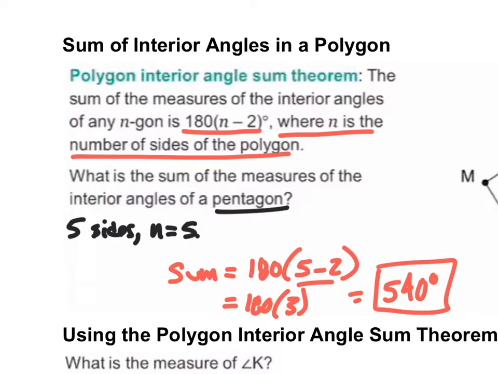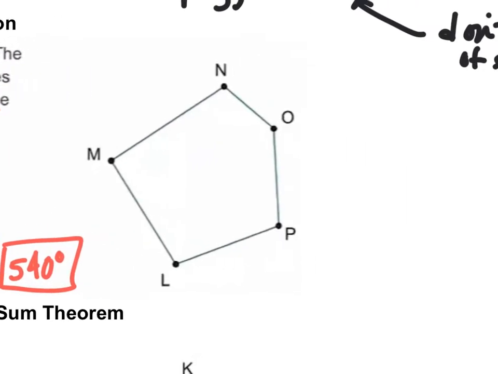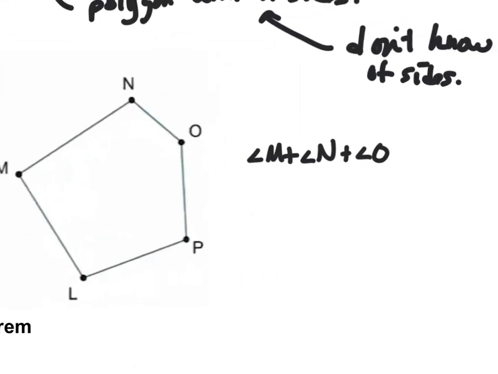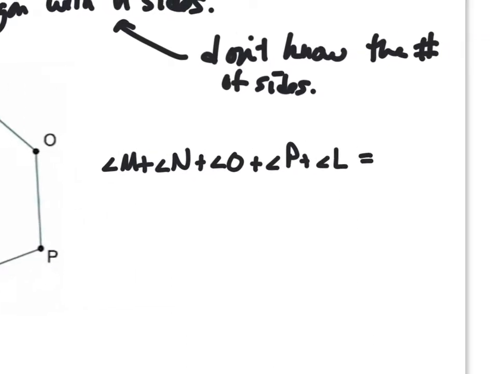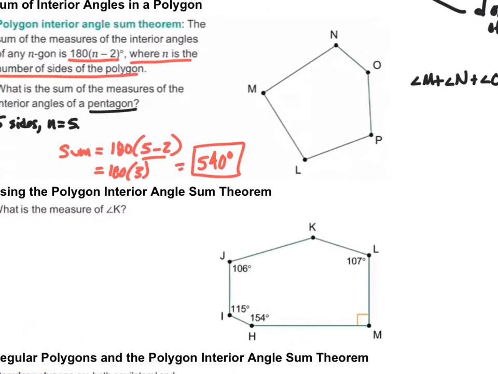And that's just with a pentagon, but that's going to be true for all pentagons. So if you took angle M plus angle N plus angle O plus angle P plus angle L, and you add all those angles up, you're going to get a total of 540 degrees. We're just adding up the angles to a certain amount.